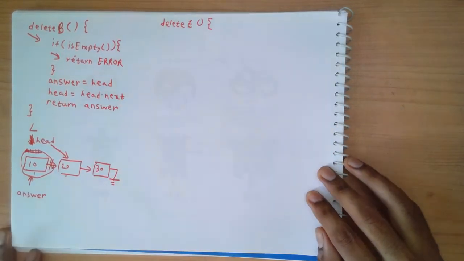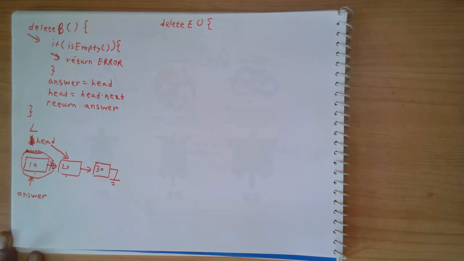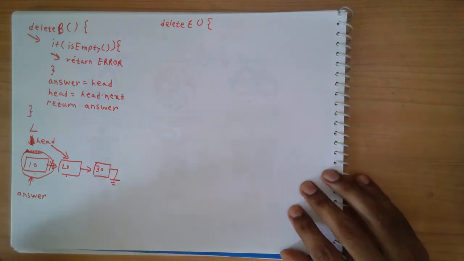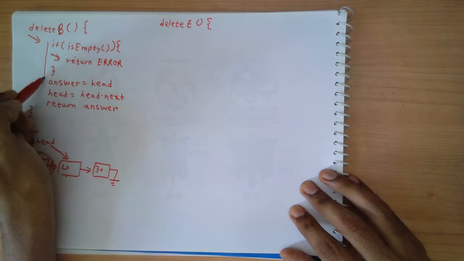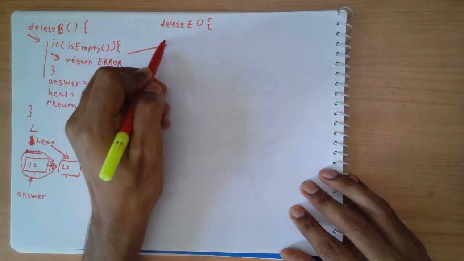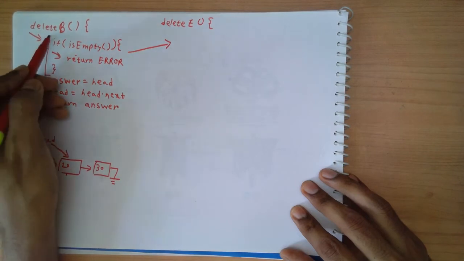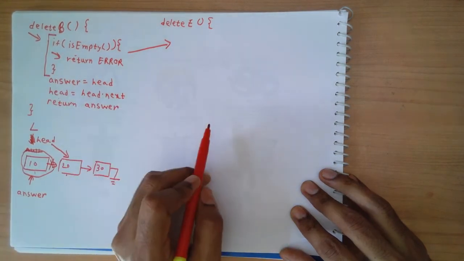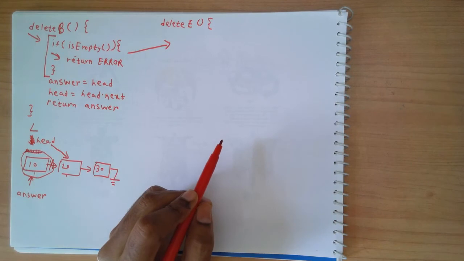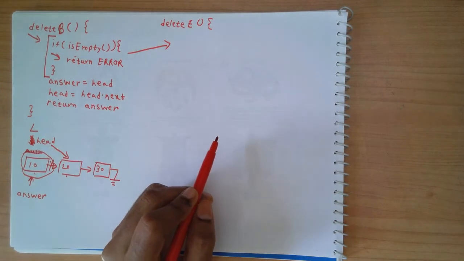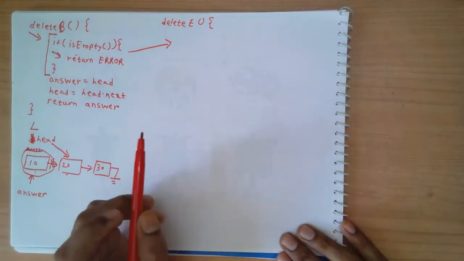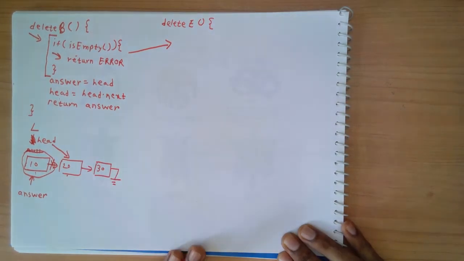And what should I do? Just like before, I should check if there is anything in the list to delete. So this particular block will be common. I'm going to check if my list is empty. If it is empty, I'm going to throw an error. That would be directly copied here, so I won't rewrite it again. I will assume that you can put that there.